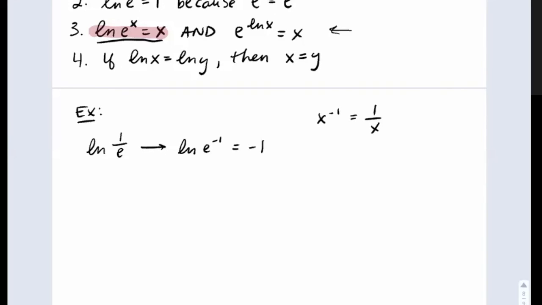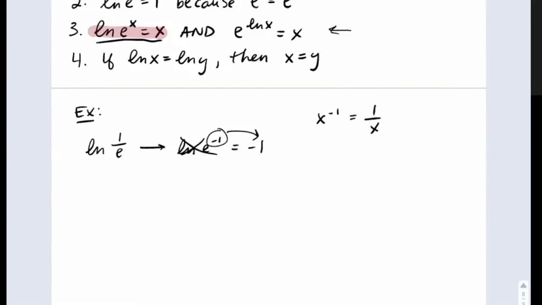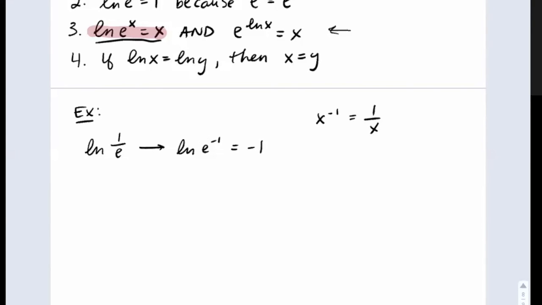Because if I take the ln e of anything, you can think of it as these crossing each other out, and all that's left is whatever's in that exponent. Whenever you see ln e of anything, you can imagine them crossing each other out, leaving just the exponent. But really we're not actually crossing them out; we're using property number 3 up here to simplify this expression.